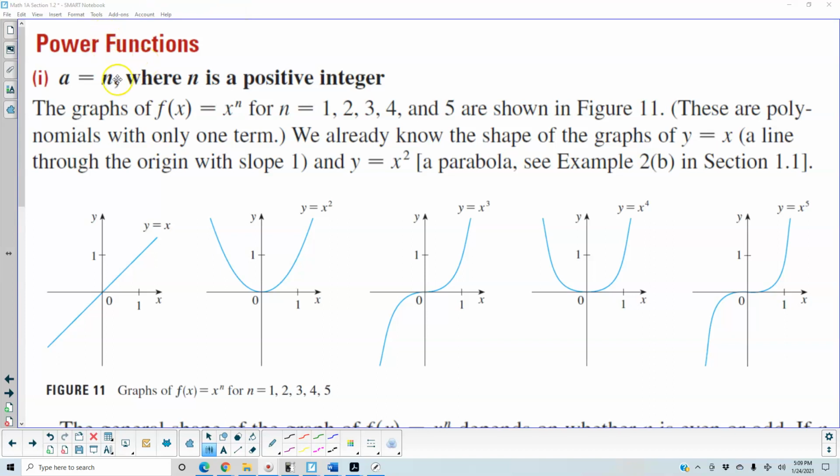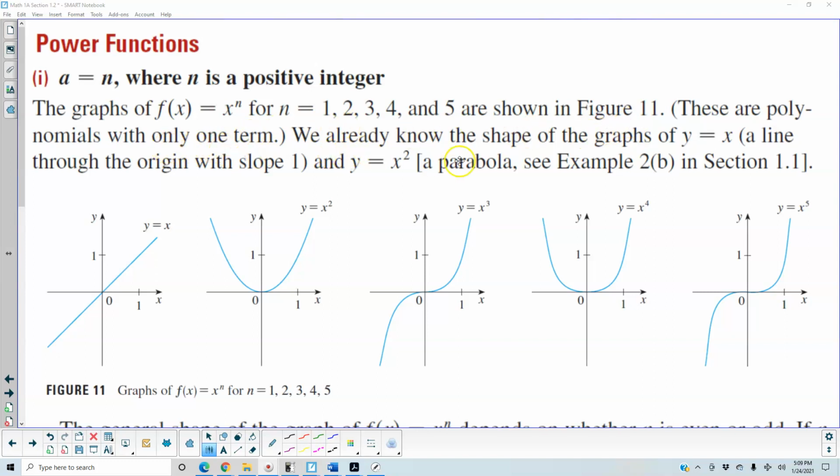Power functions. Number 1, a is equal to n, where n is a positive integer. The graphs of f of x, which is equal to x to the n, for when n is equal to 1, 2, 3, 4, and 5, are shown in figure 11. These are polynomials with only one term.